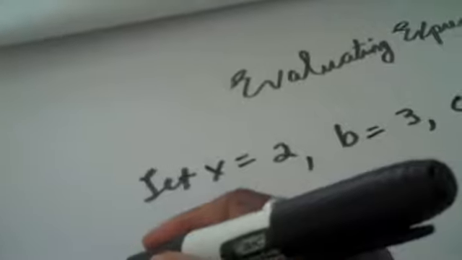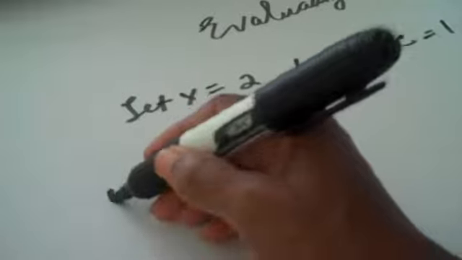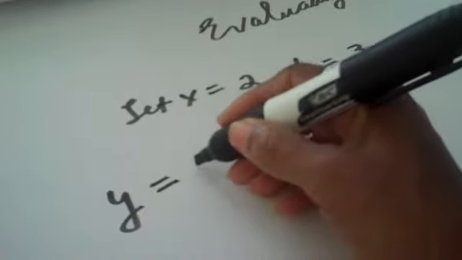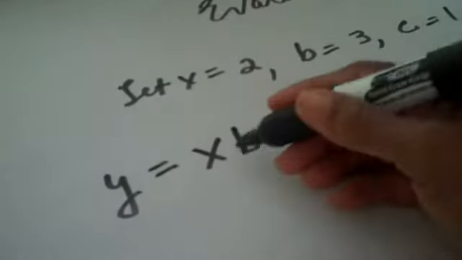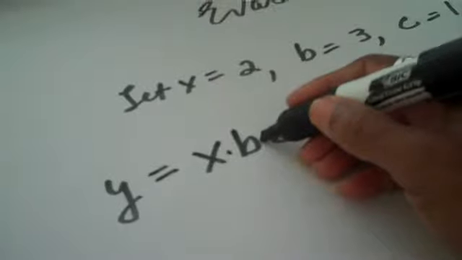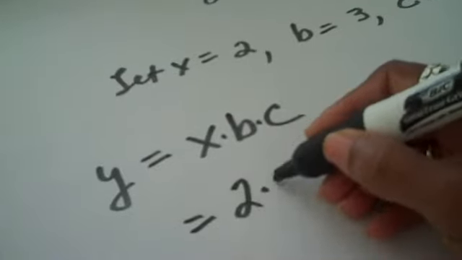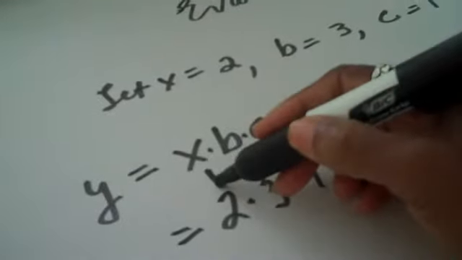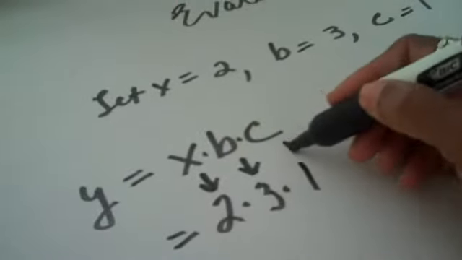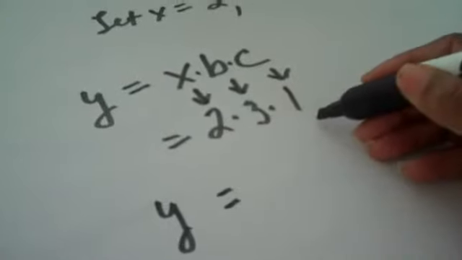And then we're going to start with our first example and say, okay, let's find y, the value of y when y equals xbc. Now, xbc means x times b times c. So then we'll plug in our values, and we know that x is 2, b is 3, and c is 1. So substitute in the value for x, the value for b, and the value for c, and those are all multiplied together. And then that means that y is equal to 2 times 3 times 1, which is 6.